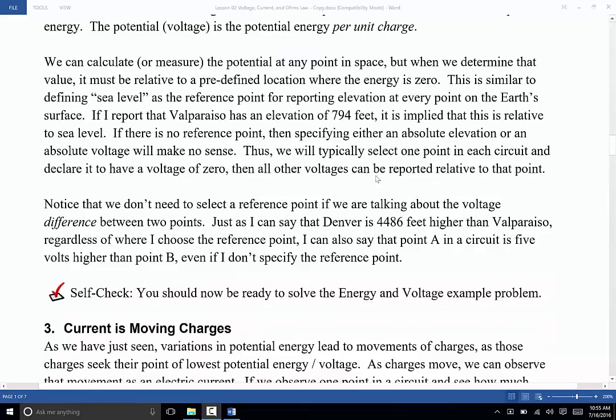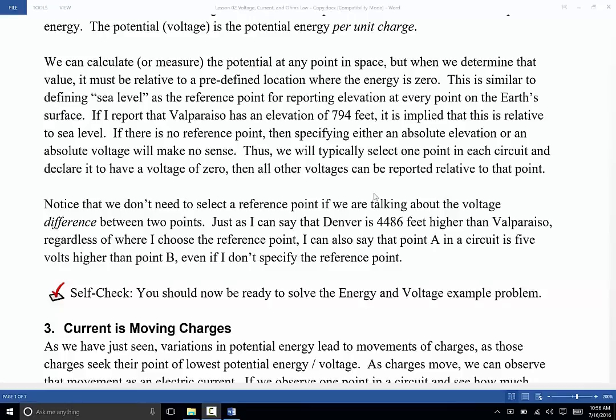Notice, though, that you don't need to select a reference point if we're talking about the voltage difference between two points. To say that Denver is 4,486 feet higher than Valparaiso, I don't need to say whether that's relative to sea level or relative to the top of Mount Everest or relative to the center of the Earth. I just need to know that Denver is 4,486 feet higher than Valpo, and therefore for the difference between two points, we're not going to require information about a reference point.